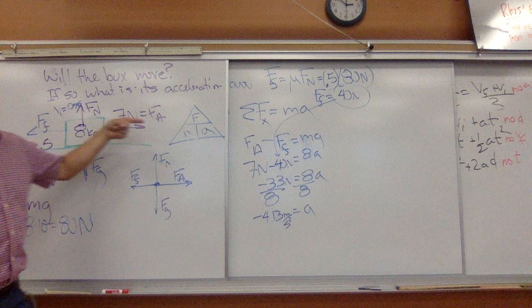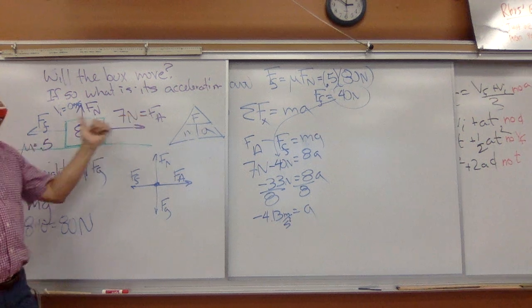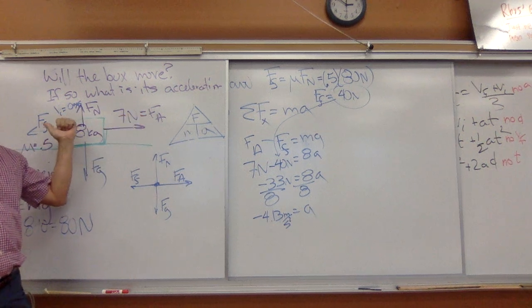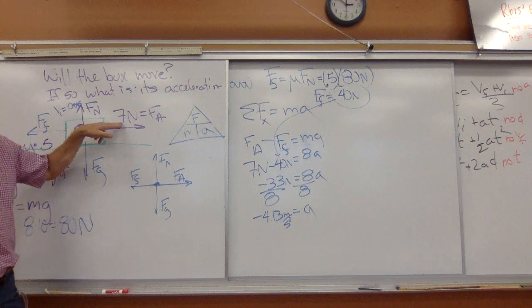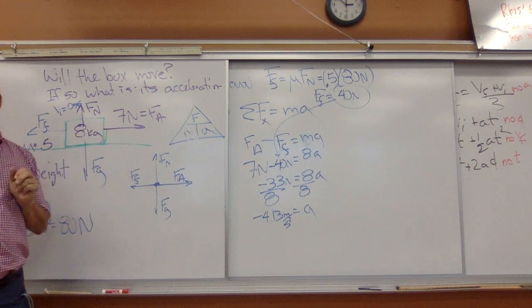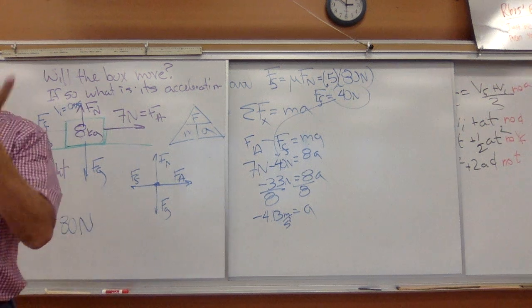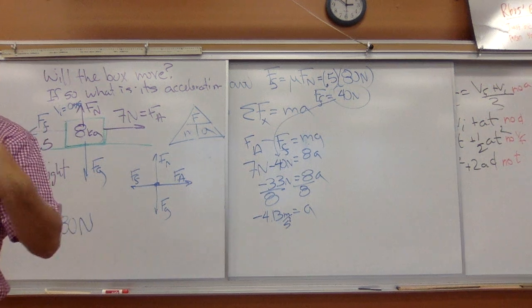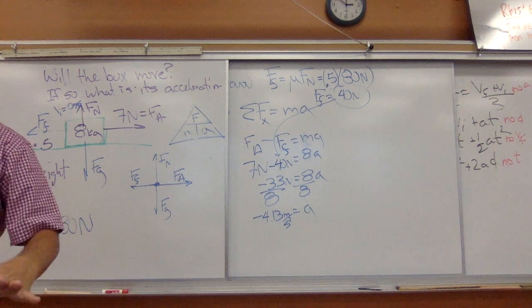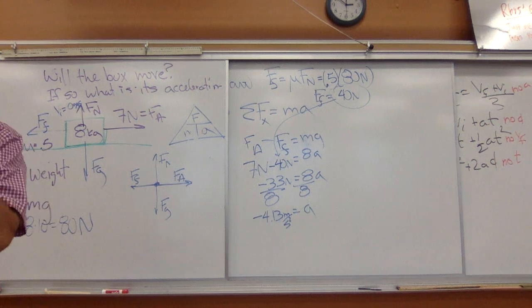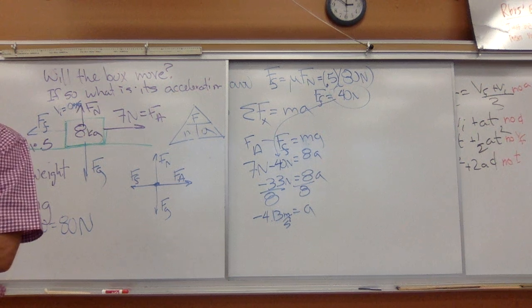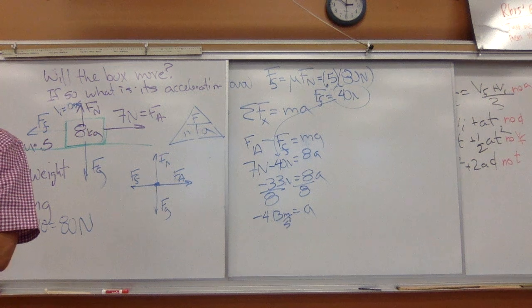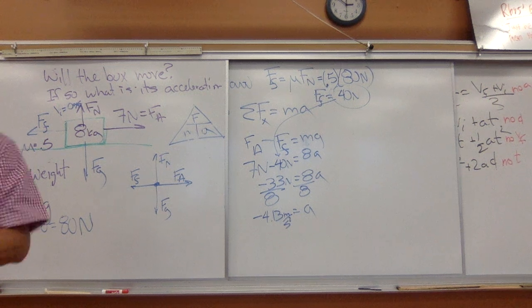So in this case, we had 7 newtons this way, and we had 40 newtons this way. So if we pulled with 1, it wouldn't move. If we pulled with 7, it wouldn't move. If we pulled with 39 newtons, it would not move. But if we pushed or pulled with just over 40, that's when it would move.